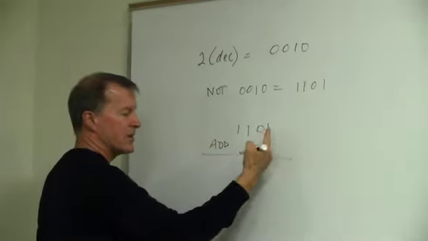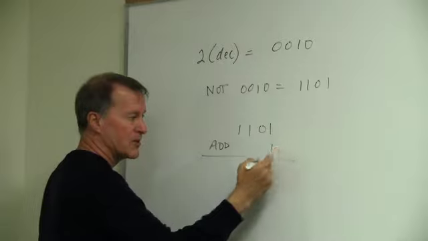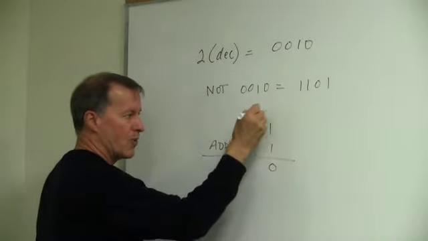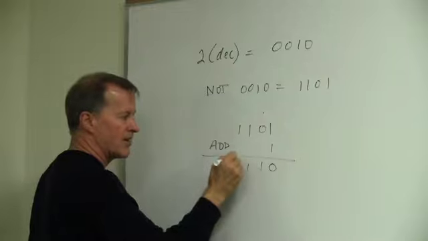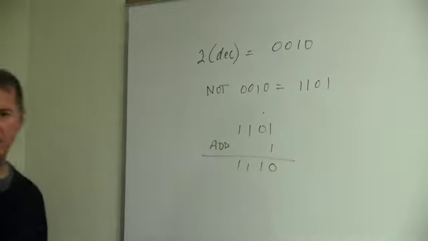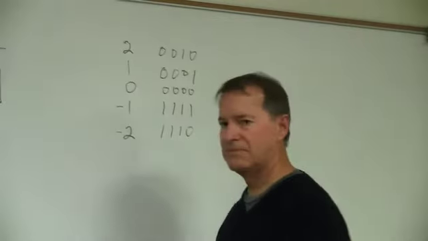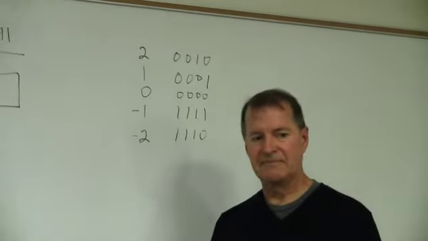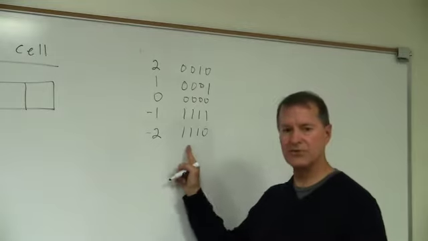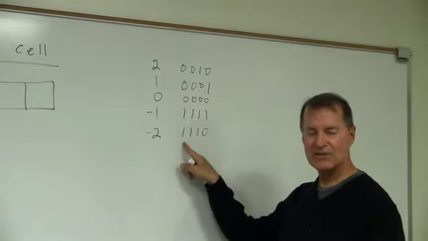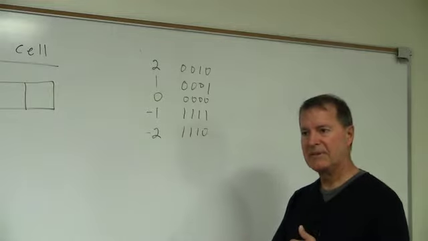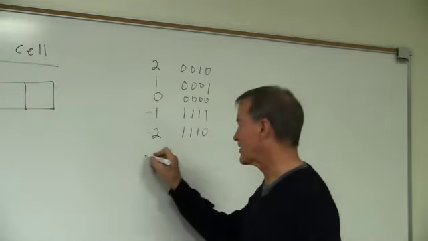So now what's this going to be? Now check this out. 1 plus 1 is 0, carry your 1. 1 plus 0 is 1, and then 1, and then 1. That's it. So over here, this is 1110. That's how you store -2. And notice that as advertised, there's a 1 in the sign bit. Now, can you tell by this pattern what -3 would be?